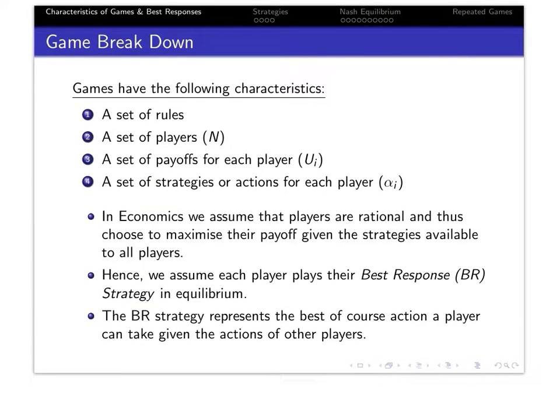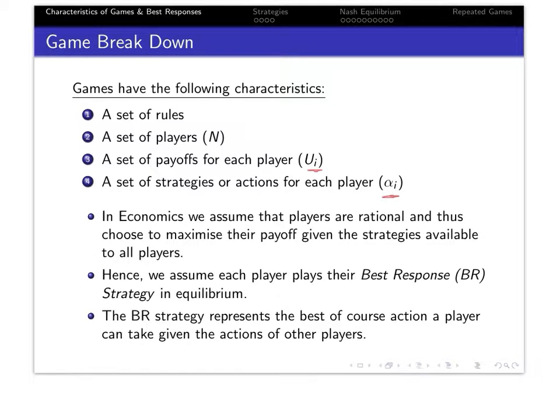Alright, so a game has 4 characteristics, generally speaking. You've got a set of rules, a set of players, which is commonly denoted as N, a set of payoffs for each player, so that's U, and the subscript I indicates you're dealing with player I, and then a set of strategies or actions for each player, which is commonly denoted as alpha subscript I, right?